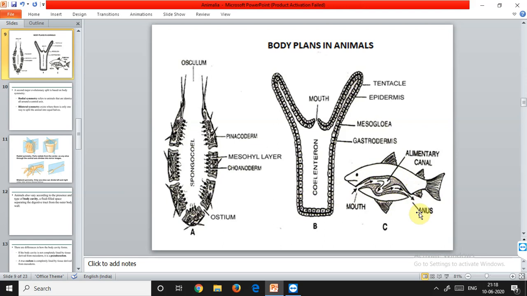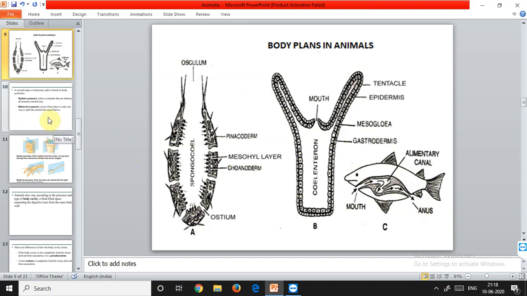So the food is taken in through an anterior opening, that is the mouth. Anterior means the front part, and posterior the last part or the back part. So the undigested food is egested out through a posterior opening, that is the anus. So as the food passes through the alimentary canal, it is digested and absorbed. All the higher invertebrates and vertebrates exhibit this type of body plan. So this is all about the body plan.